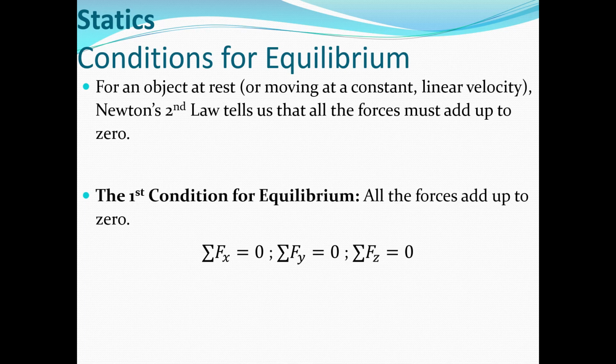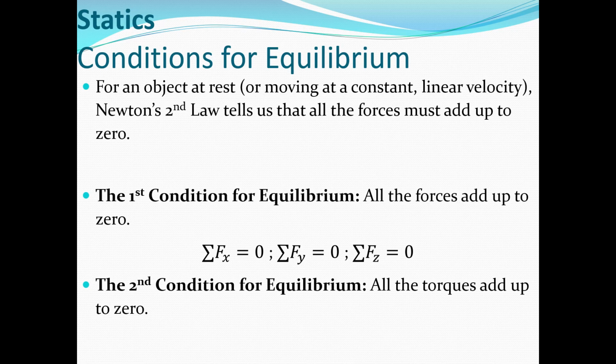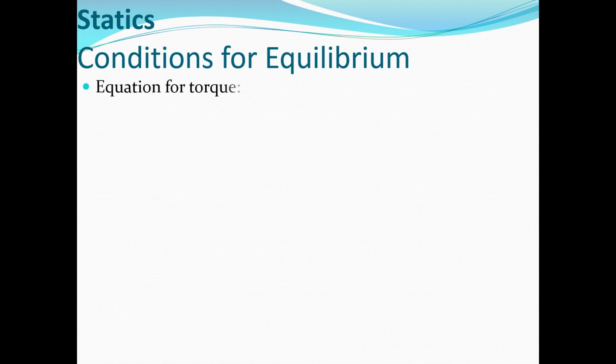Now, there actually ends up being a second condition because there are cases where an object could technically be moving in a nonlinear way or at a non-constant way and yet not be translationally moving. So we have to actually consider a second condition, which is that all the torques also must add up to zero. Now you should have learned about torques in the previous class, but we're going to do a very quick refresher here. So torque, the equation is Fr sine theta.